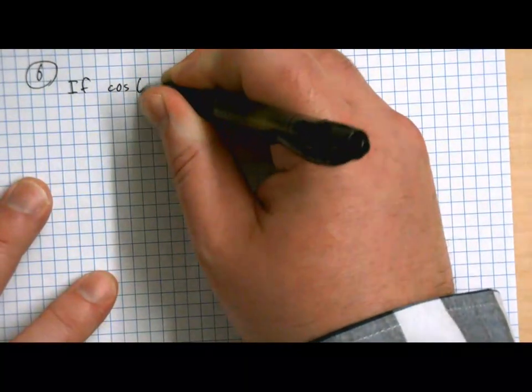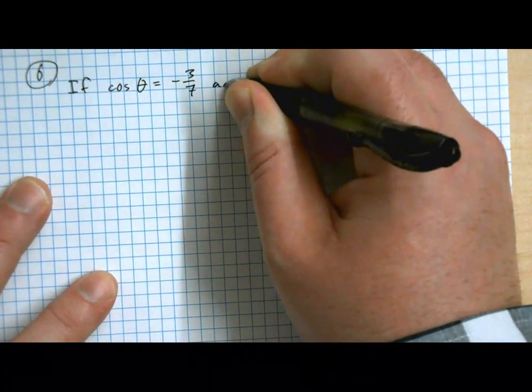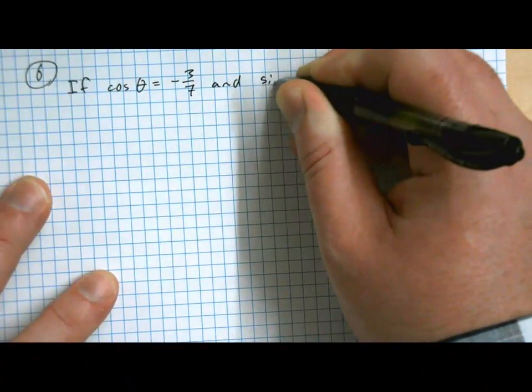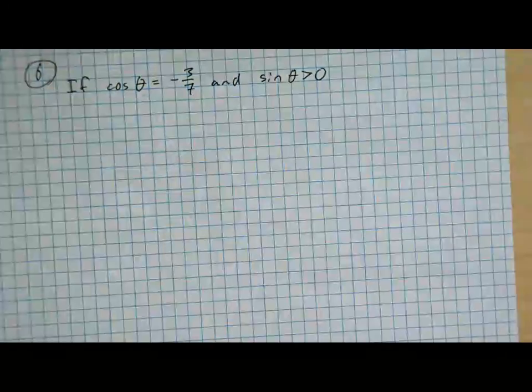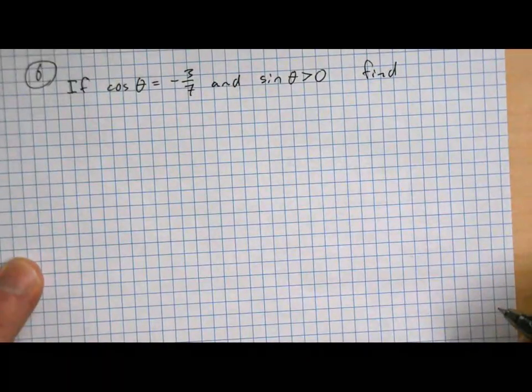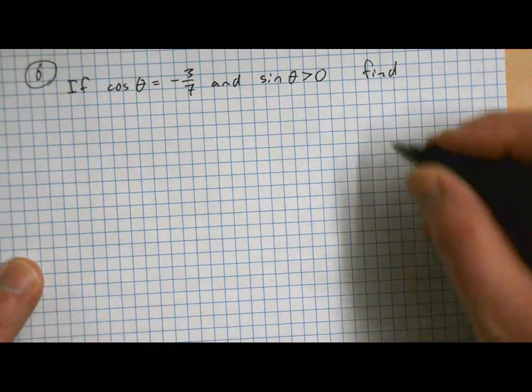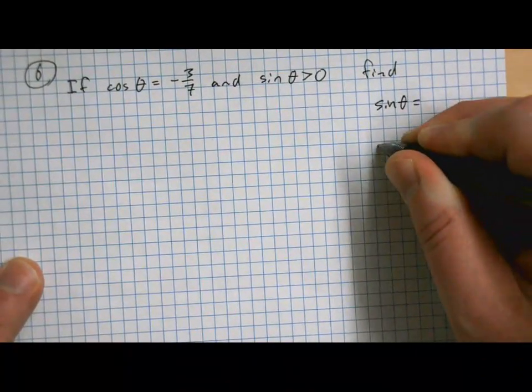If cosine theta is equal to negative 3 over 7, and sine of theta is greater than 0, it's going to ask you to find, and let's go ahead and find sine theta and cotangent theta.